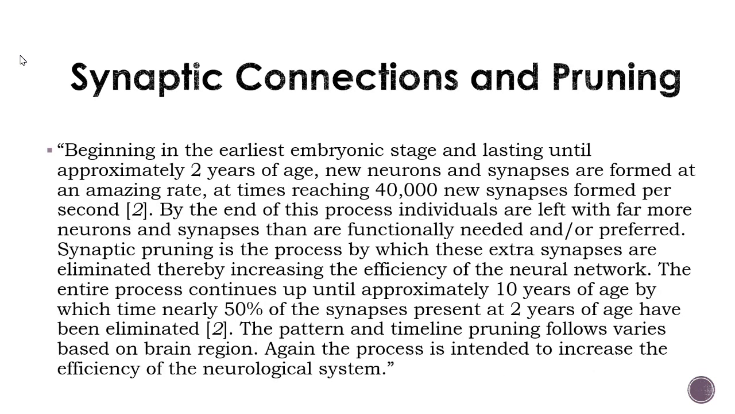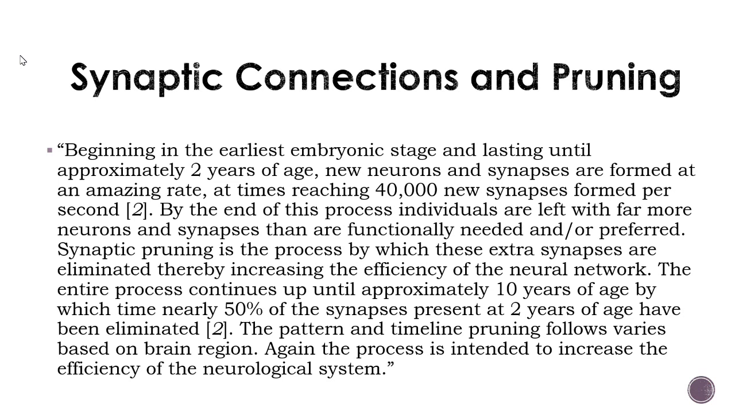All right, so here's another quote. Beginning in the earliest embryonic stage and lasting until approximately 2 years of age, new neurons and synapses are formed at an amazing rate, at times reaching 40,000 new synapses formed per second. Holy moly, that's a lot. By the end of this process, individuals are left with far more neurons and synapses than are functionally needed and/or even preferred. Synaptic pruning is the process by which these extra synapses are eliminated, thereby increasing the efficiency of the whole neural network. The entire process continues up until approximately 10 years of age, by which time nearly 50% of the synapses present at 2 years of age have been eliminated.